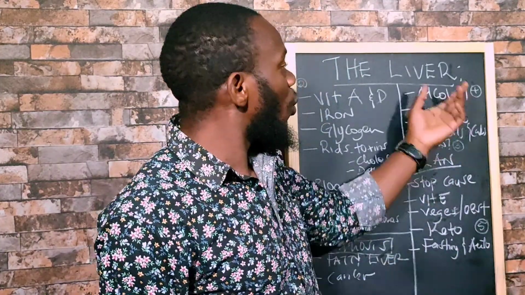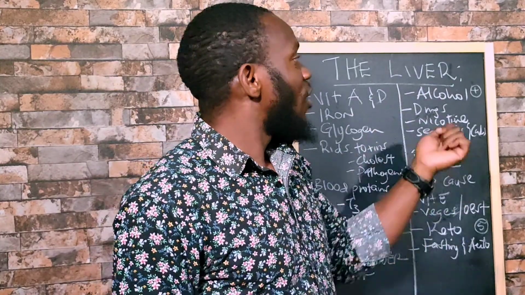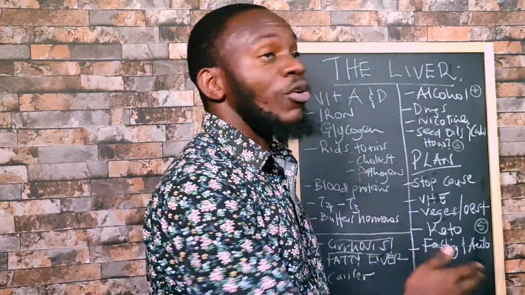So if you incorporate all this, now you'll get to understand why we have all these conditions. So we started with the functions of the liver and all this, so that next time we talk about diseases and sugar and all these things, you get to understand the role of the liver in all this.